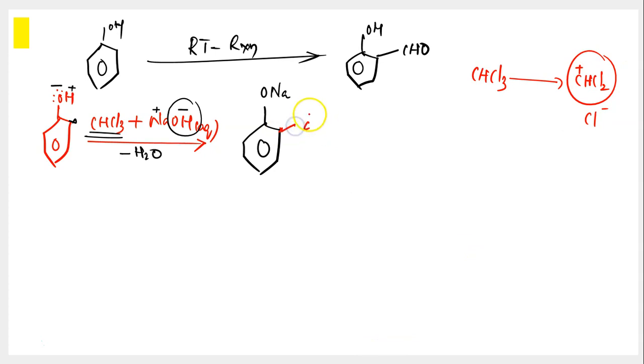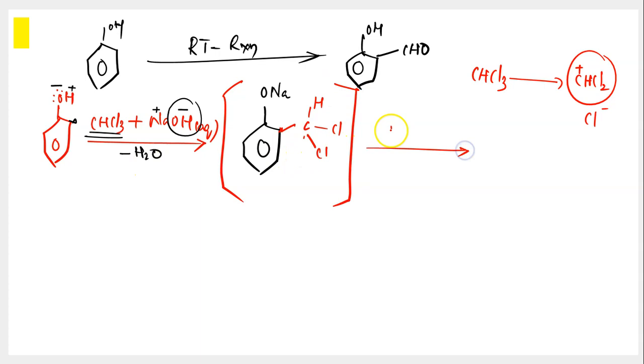And the same CHCl2 plus attacks the ortho carbon of phenoxide, sodium phenoxide. And this structure is called the reaction intermediate. And now this reaction intermediate is further treated with sodium hydroxide, NaOH. So this time when you're treating with sodium hydroxide, what you are doing is you are going to remove the chlorines that you have over here. You're going to remove the chlorines that you have here.